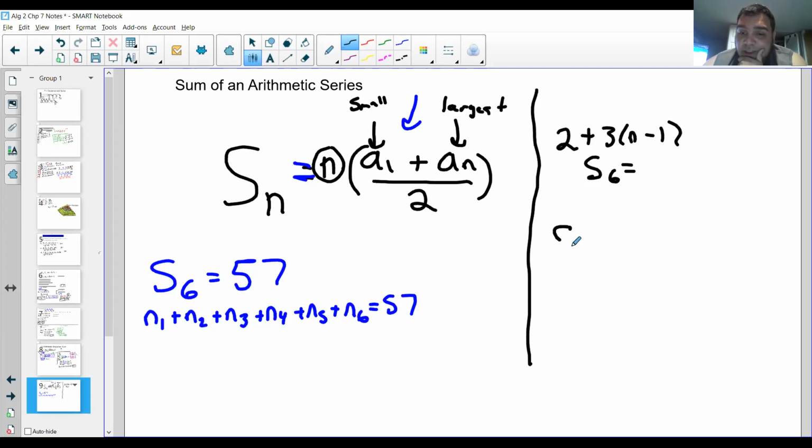So I'm going to need the S of 6 equals. This n over here replaces all the n's inside. So if this is 6, then it's going to be 6 times my A1 plus my A6, all over 2.